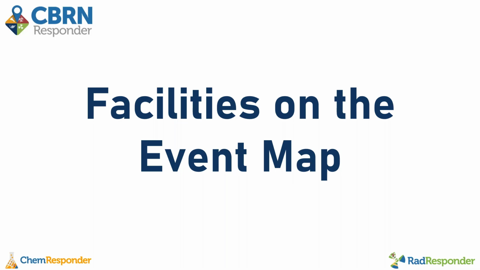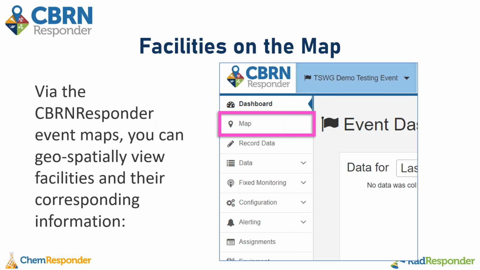Next, I want to talk about facilities on the event map, how you can view them on the map and seeing your data in a geospatial format, and also how you can access facility information from the map space. So via the CBRNResponder event maps, you can geospatially view the facilities and their corresponding organization by opening the map section in your event.